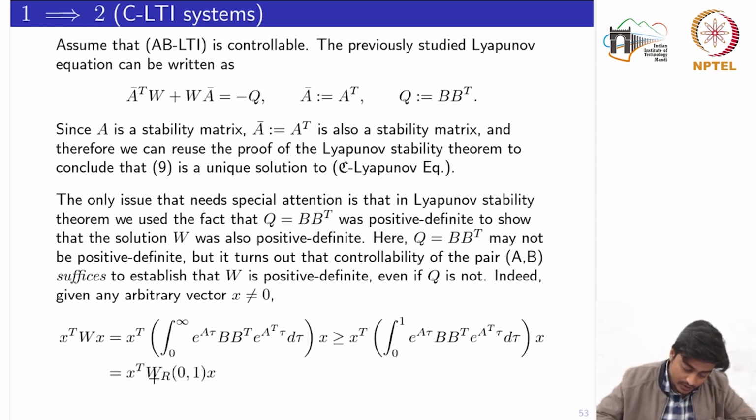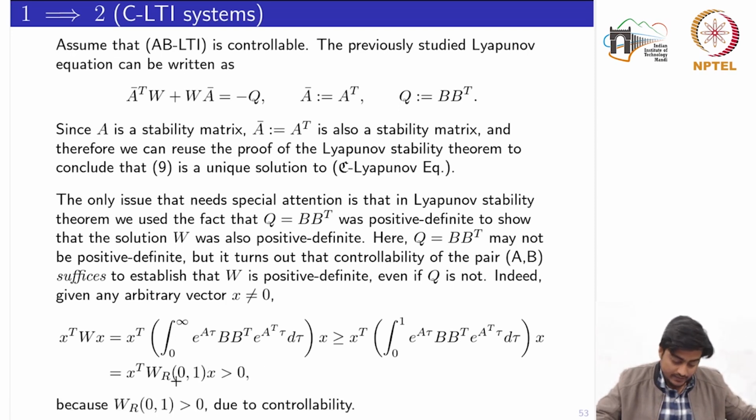X transpose WR is from 0 to 1 into X. And being the controllability, it says that the reachability Gramian must be positive definite. So I can have that this is greater than or equal to 0, because this result is already known to us, that the controllability Gramian should definitely be positive definite, and it is already an assumption that the pair AB is controllable, which implies that this condition would definitely hold. If this holds, then it means that X transpose WX is positive definite.